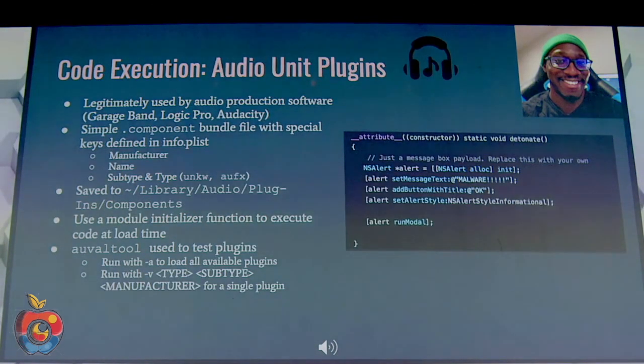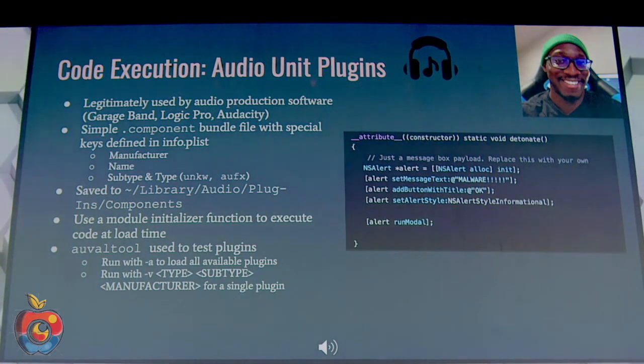So the next lolbin that I'm going to talk about is auval tool and audio unit plugins. If you are into music production or you're a DJ, you like to create music, you're probably familiar with these. They're used for a lot of different things in audio production. You can add sound effects to instruments. You can create synthesizers. You can do a lot of interesting things with audio unit plugins. And they're typically used in software like GarageBand, Audacity, or Logic Pro. But at the core of it, they are just bundle files.